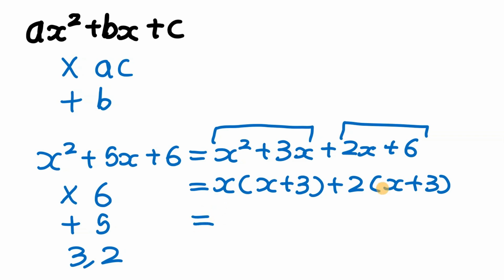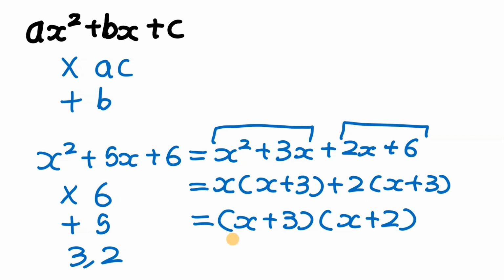What we can do with this expression here, we can write this as a product of two brackets. One of the brackets is going to be this x plus 3 here, and the other bracket is going to be whatever is left over, which is this x plus 2. So this is going to be the other bracket, and this is how we factorise it. x plus 3 multiplied by x plus 2, and this is the factorised form.